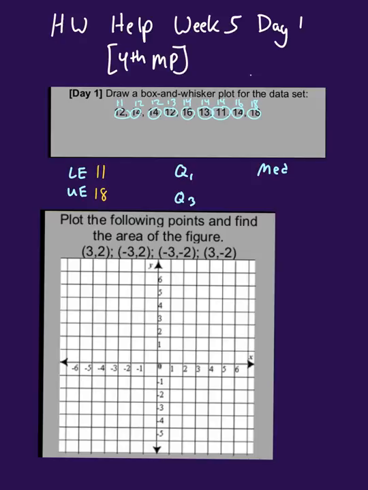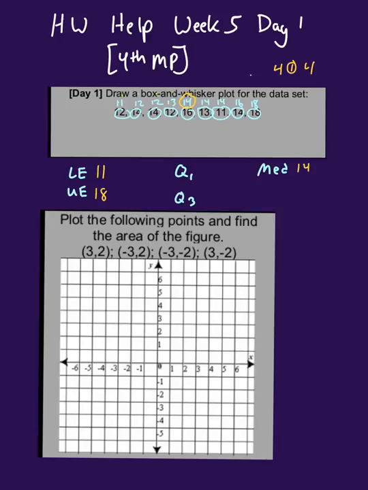If 9 is odd, that means you have 4 and 4, which is 8, plus that 1 in the middle, which is the 9th one. So after I count the 4th number over, I'll get to the 1 in the middle, which is 14. So the median is 14.